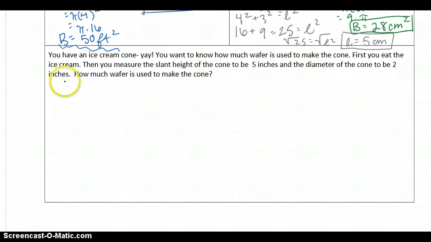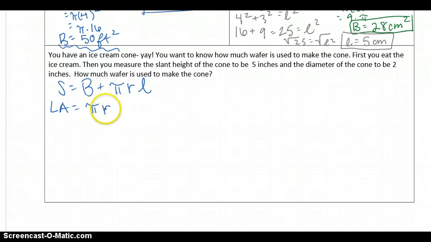So what's the formula for the surface area of a cone? It is capital B plus pi times R times L. What do we need to change about this formula so we're just finding the outside area of the cone and not the base? Take out the B. That's all we have to do. So to find the lateral area, we're just going to take out that base, and we're just going to use pi times R, the radius, times L, the slant height.